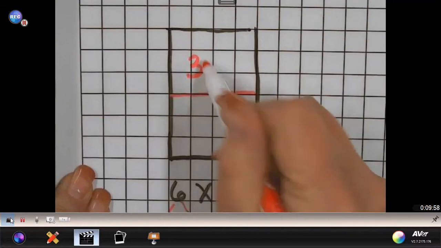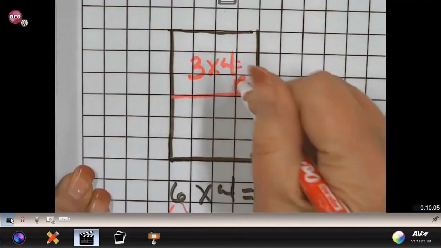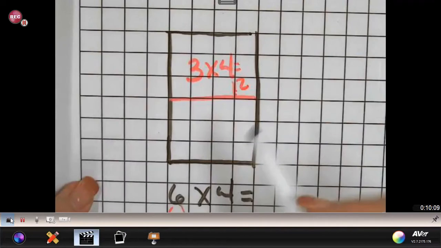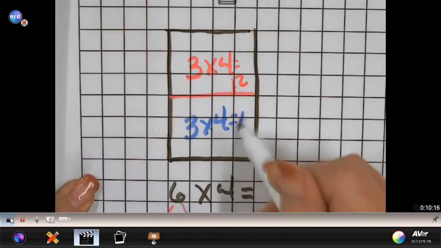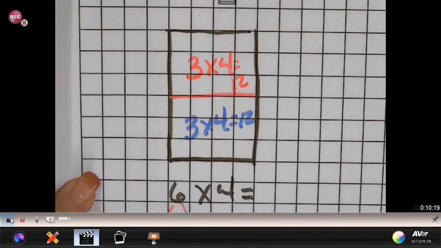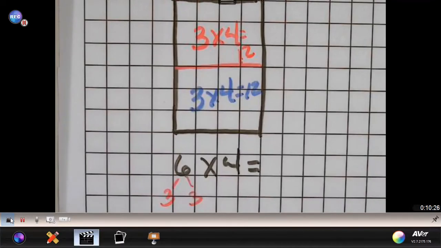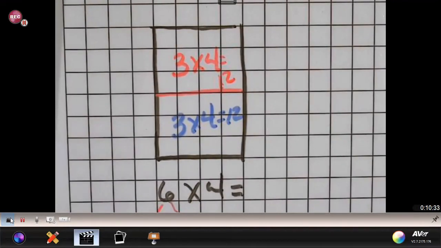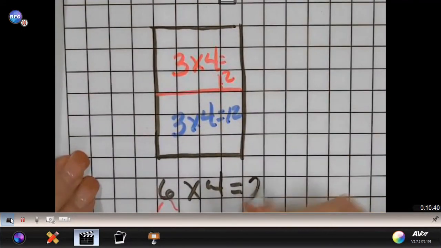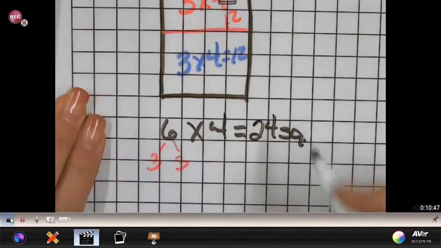So these 3 rows of 4 are going to give me 12 in here. Now, the bottom part of my rectangle is another 3 rows of 4, and that will also give me 12 squares in that section of my 6 by 4 garden. So now that I have broken this up into 2 smaller pieces, I can add 12 and 12 very easily in my head and say 12 plus 12 is 24 square feet.